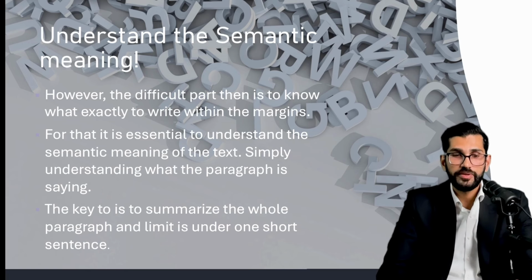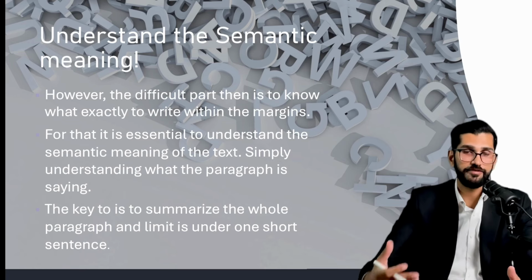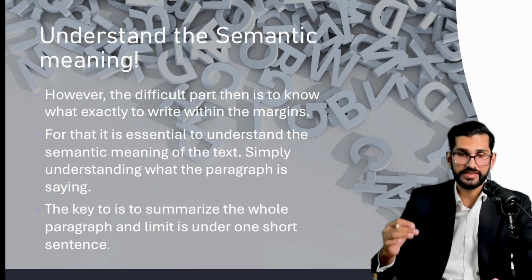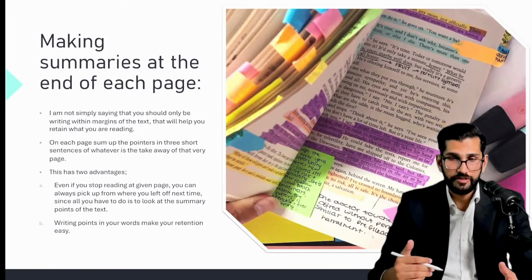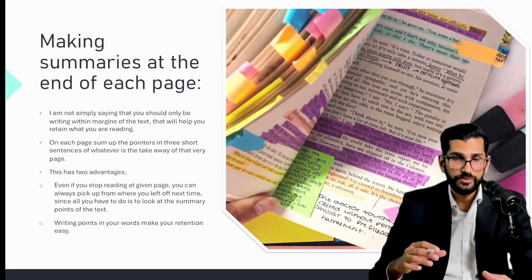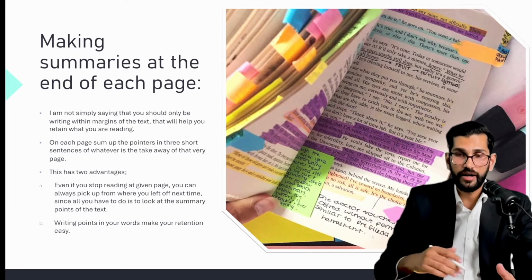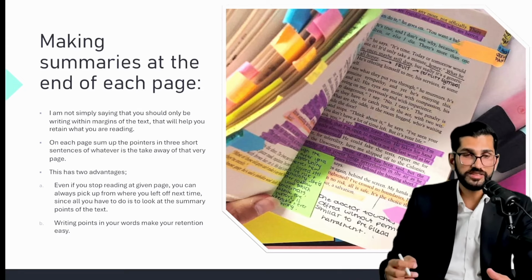The key is to summarize the whole paragraph and limit it to one short sentence. So if, let's say, there are 5 lines, you have to write it down in one short sentence. At the end of that very page, you then need to summarize the entirety of the page. The arguments that have been laid down on the whole page need to be summarized in 3 bullet pointers at the end of the page.